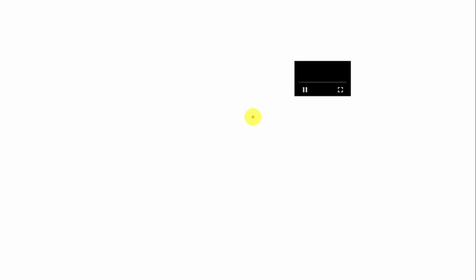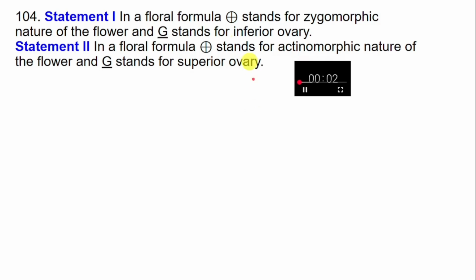Next question. In a floral formula, this sign stands for zygomorphic. This is incorrect. So statement 1 is incorrect. Statement 2 says in a floral formula, this sign stands for actinomorphic. Correct. Nature of the flower. Correct. And G with an underline stands for superior ovary. Correct. So statement 2 is correct.